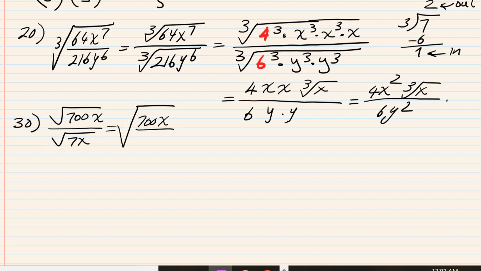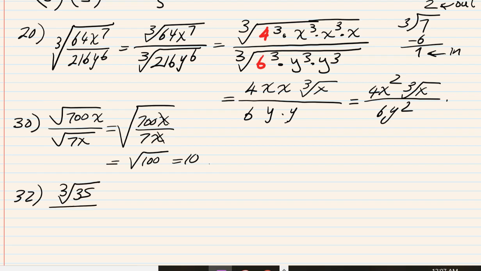That's 700x divided by 7x. Now 700 divided by 7, that's going to be what? 100. The x's cross out. That's the square root of 100, or it's just 10. And there we have this one. If we look at number 32, the answer to that is just 10, the one we just did.